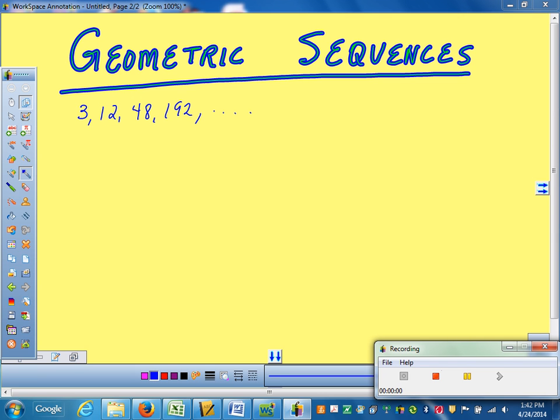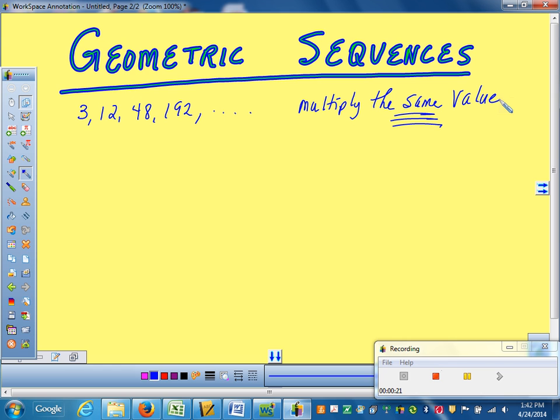So geometric sequences multiply by the same value every time. It is important when you write me that definition on the quiz that you be sure you say the word same value. Because it's not geometric if you multiply by 2, then you multiply by 3, and then you multiply by 4. It's got to be the same value.